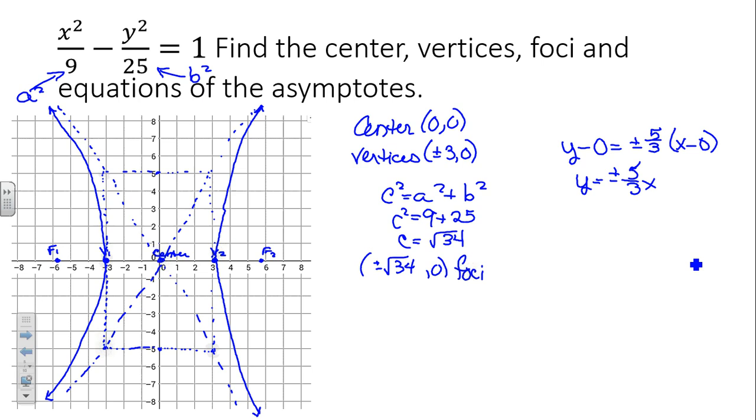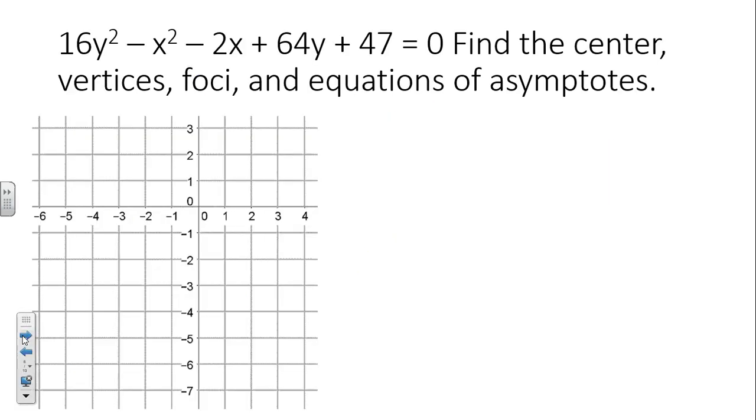All right, so next example. You love to complete the square? This is your problem. We have to complete the square in order to get this in the right form, the standard form, right? So let's gather our y's together. Gather our x's and take our 47 to the other side. Okay?